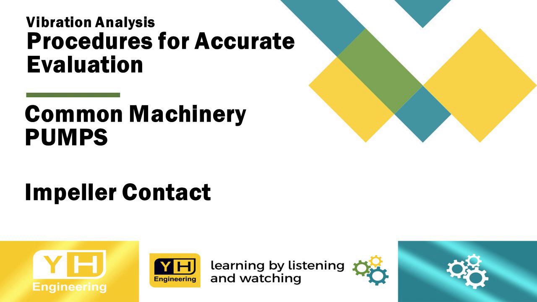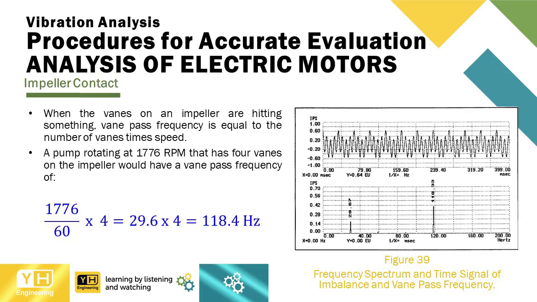Vibration analysis. Procedures for accurate evaluation. Common problems in pumps. Impeller contact. When the vanes on an impeller are hitting something, vane pass frequency is equal to the number of vanes times speed. A pump rotating at 1776 rpm that has 4 vanes on the impeller would have a vane pass frequency of 1776 divided by 60 multiplied by 4, equal to 29.6 multiplied by 4, equal to 118.4 Hz.